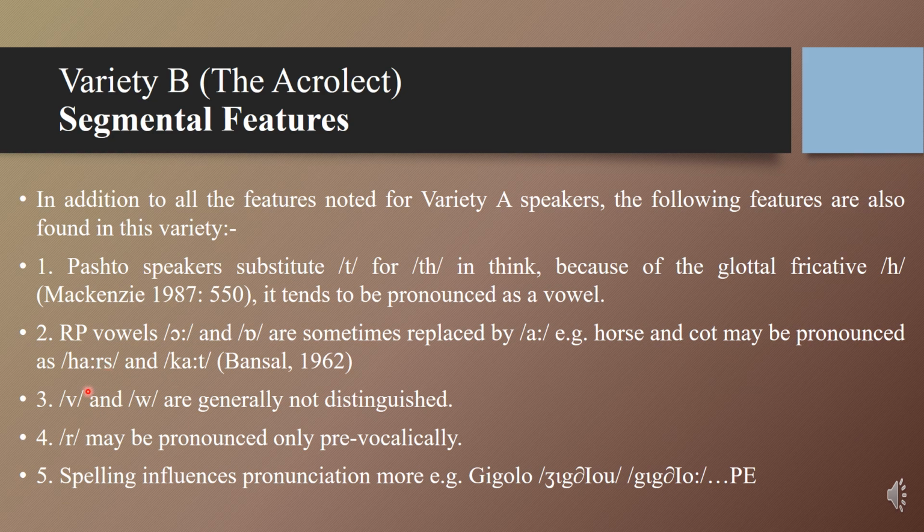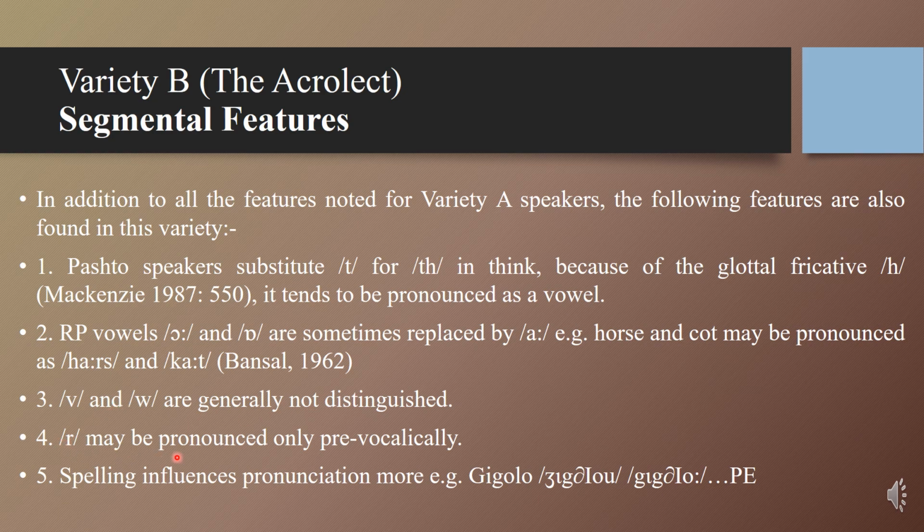RP pronunciation of the words. Third key is segmental features. V and W are generally not distinguished. Meaning in Pakistani English, van, for example, and watch are not generally distinguished.